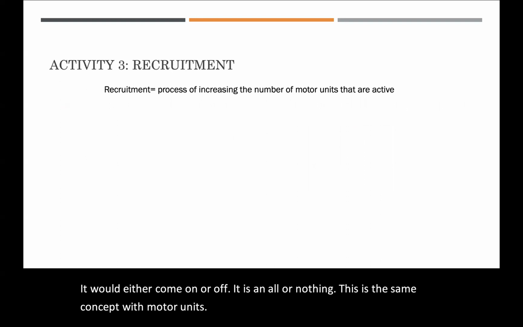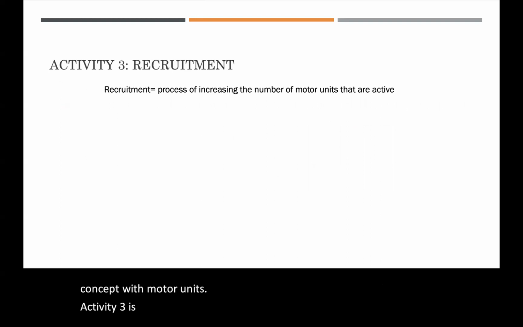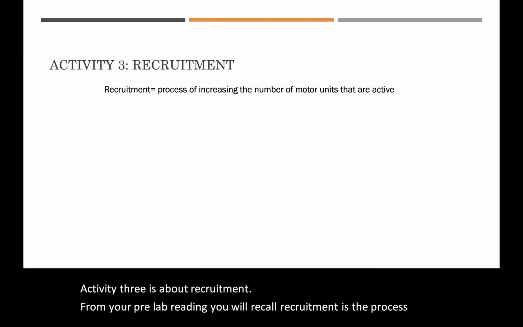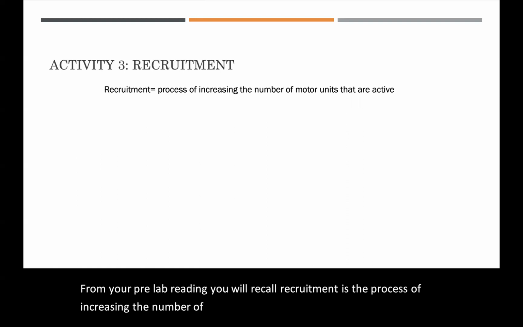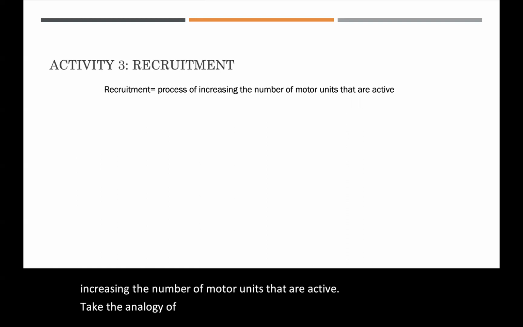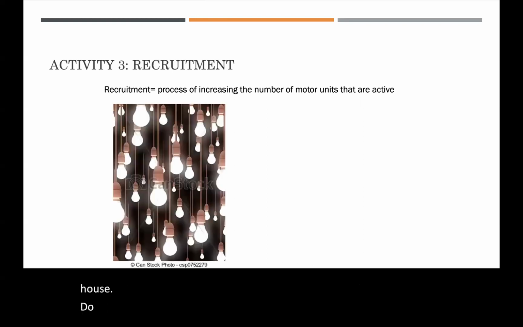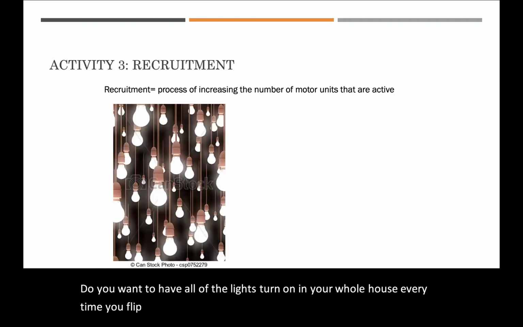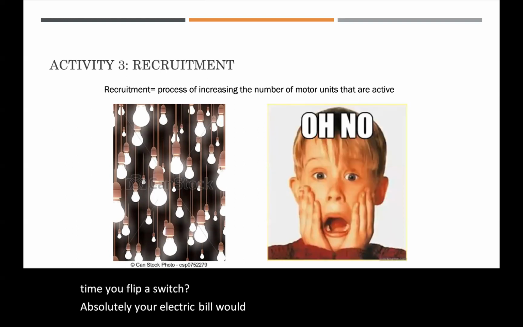Activity 3 is about recruitment. From your pre-lab reading, you will recall recruitment is the process of increasing the number of motor units that are active. Take the analogy of the light switch and now think about your whole house. Do you want to have all of the lights turn on in your whole house every time you flip a switch? Absolutely not. Your electric bill would be astronomical.